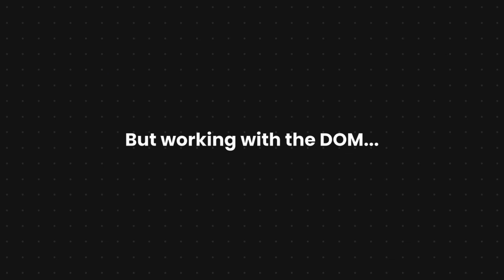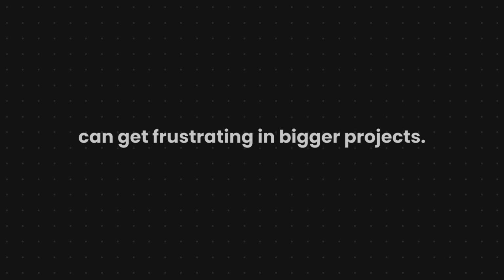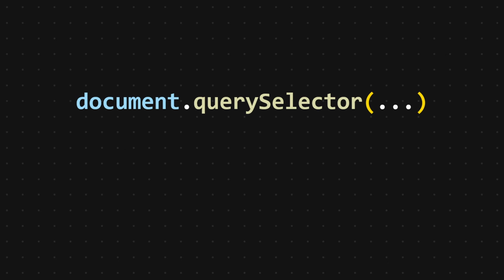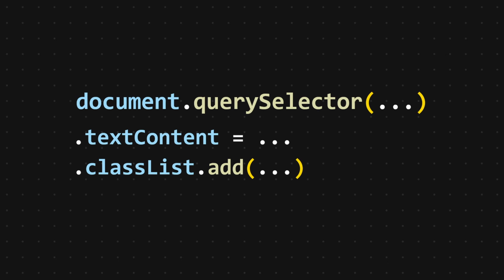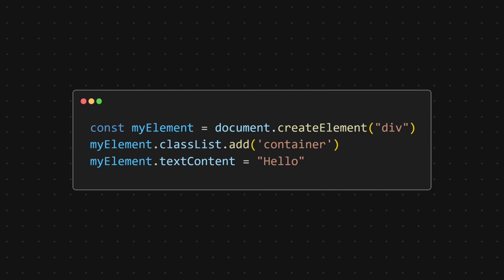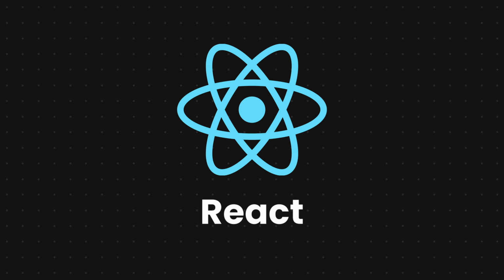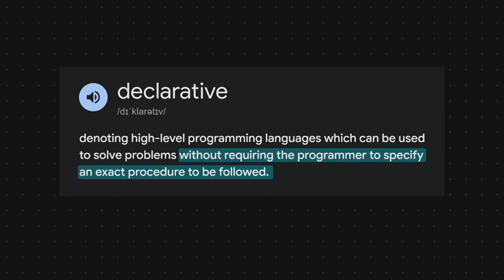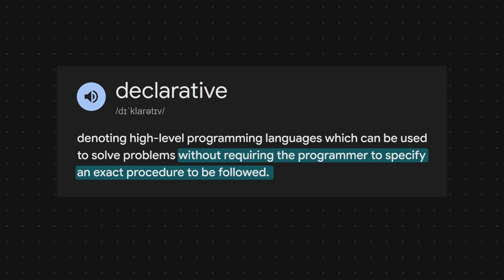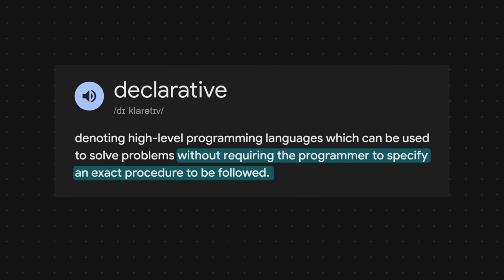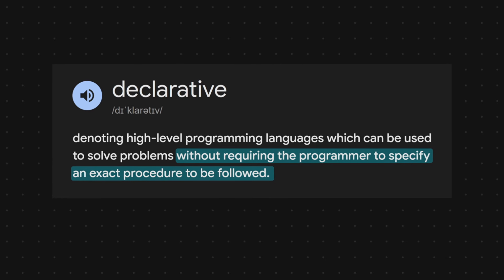But working with the DOM can get frustrating in bigger projects, because as a developer, we constantly have to query elements, update them, and when you want to create a new element, there are often quite a few manual steps involved. Because you are essentially constructing the UI with JavaScript instructions, instead of describing it with markup. And that is where React comes in. React was created to make building user interfaces easier to manage, because React uses the so-called declarative approach. That means in React we describe what the UI should look like, and not every tiny step of how to build it in the DOM.